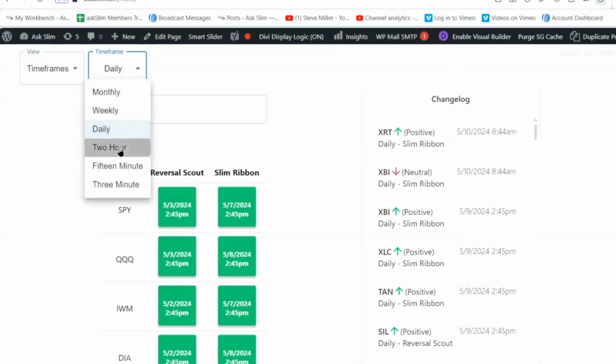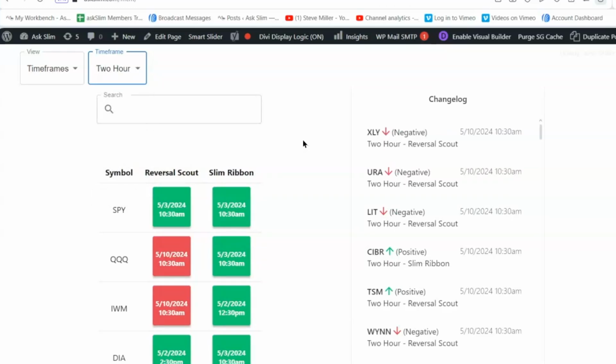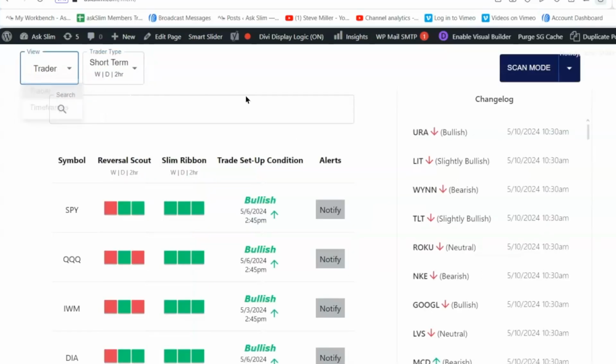So if I look at the 2 hour in here, these are basically mostly bullish, though the reversal scout, which is more sensitive, is showing you the QQQ and the IWM is the weakest of those indexes there. So let's go back to the trader version.